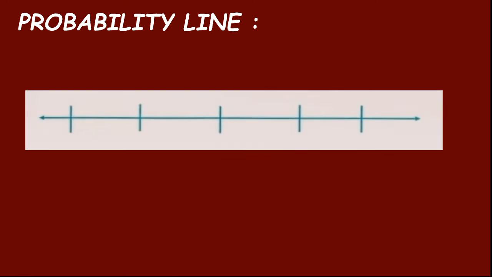Now let us find out how we can find the probability of any event. Before finding the probability of any event, let us recall the probability line. On a probability line, we have the numbers 0, 1 by 4, 1 by 2, 3 by 4 and 1. That means all the events will have a probability between 0 and 1.